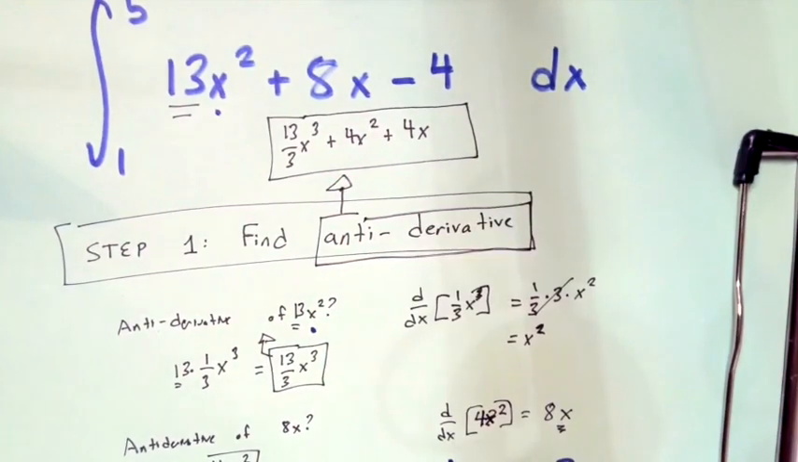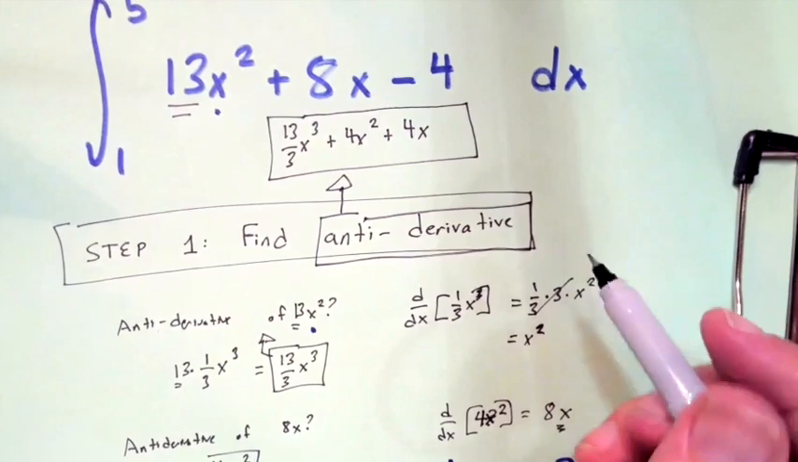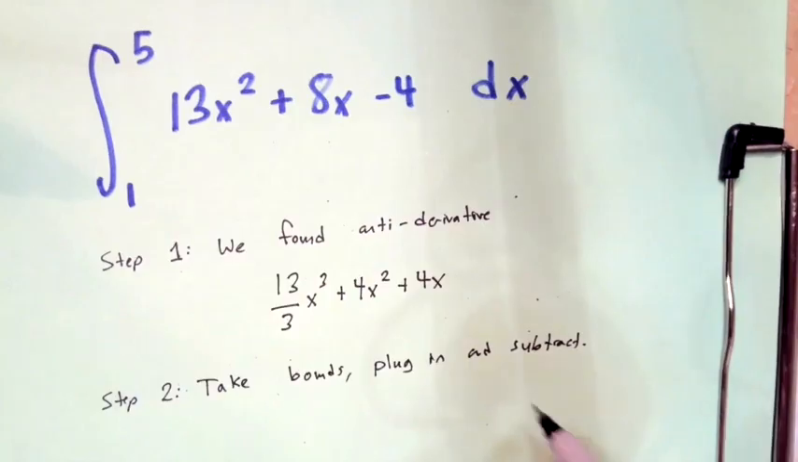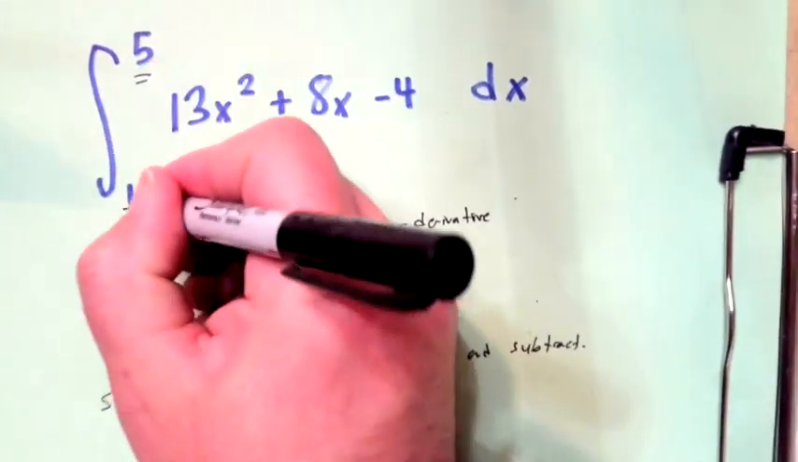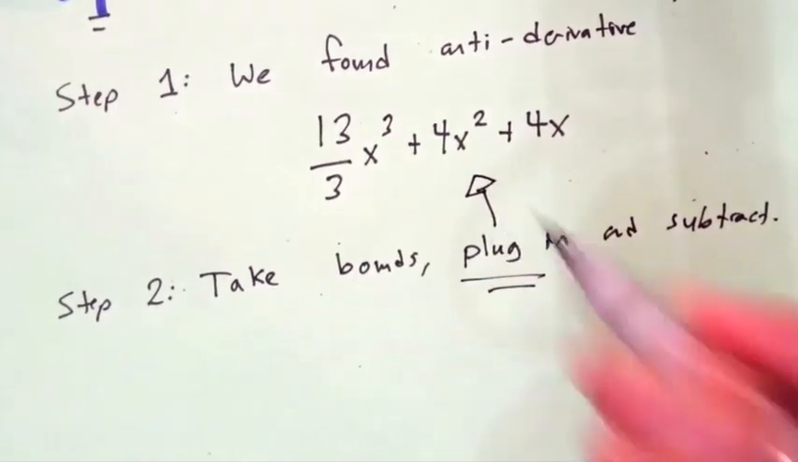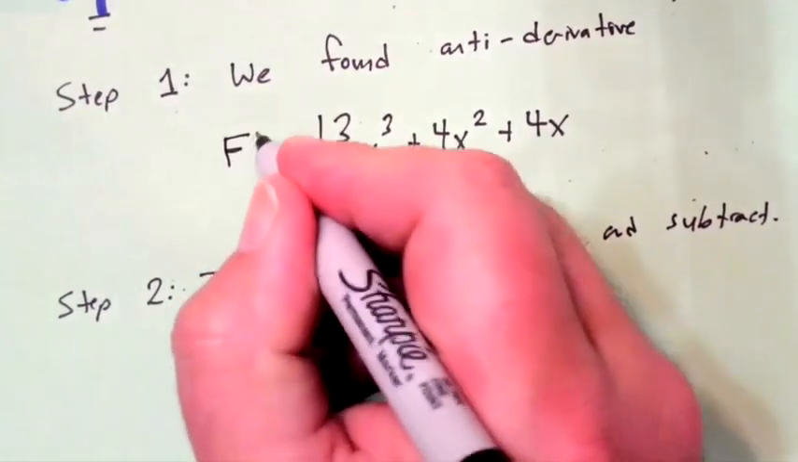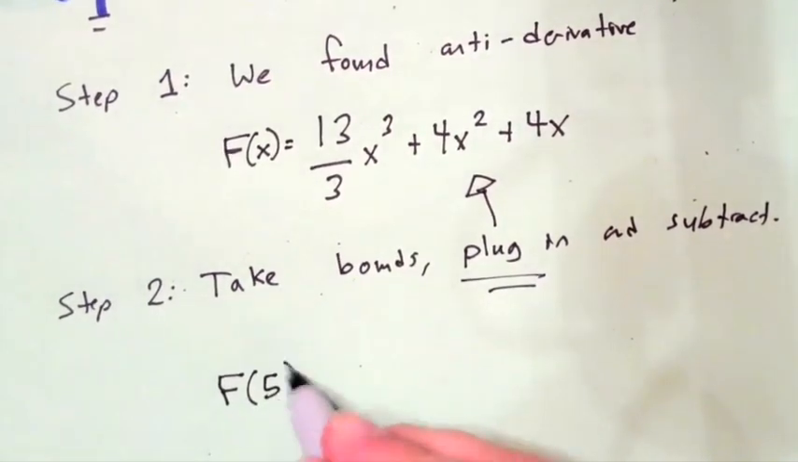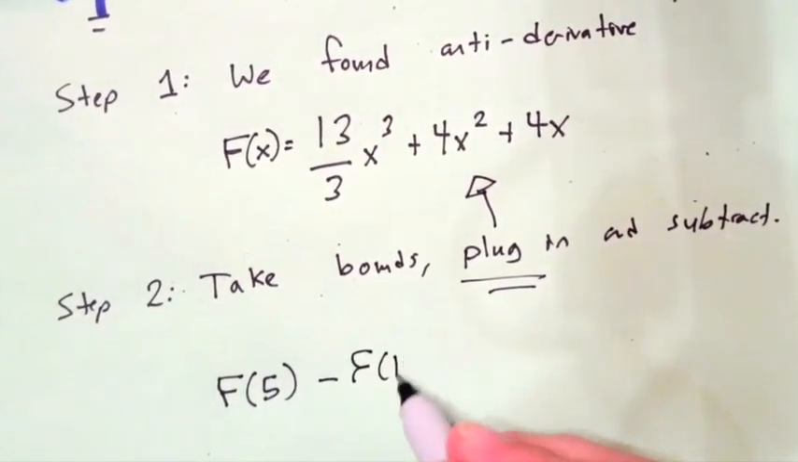The next step is to take the bounds and plug them in. So step 1, we found the antiderivative. Step 2 is to take the bounds, and by the bounds I mean these numbers, plug in and subtract. We're plugging into the antiderivative. It's common to call this antiderivative big F of x. And what I'm trying to evaluate here is F of 5 minus F of 1.